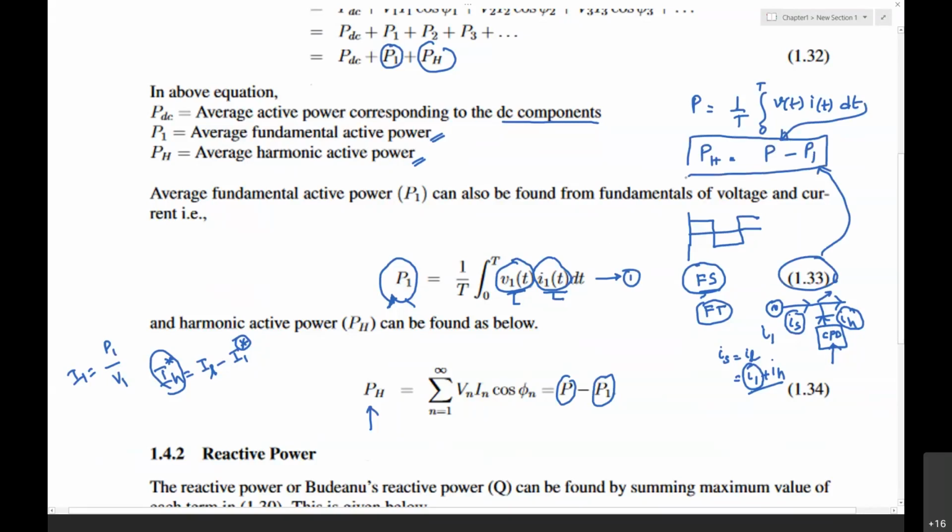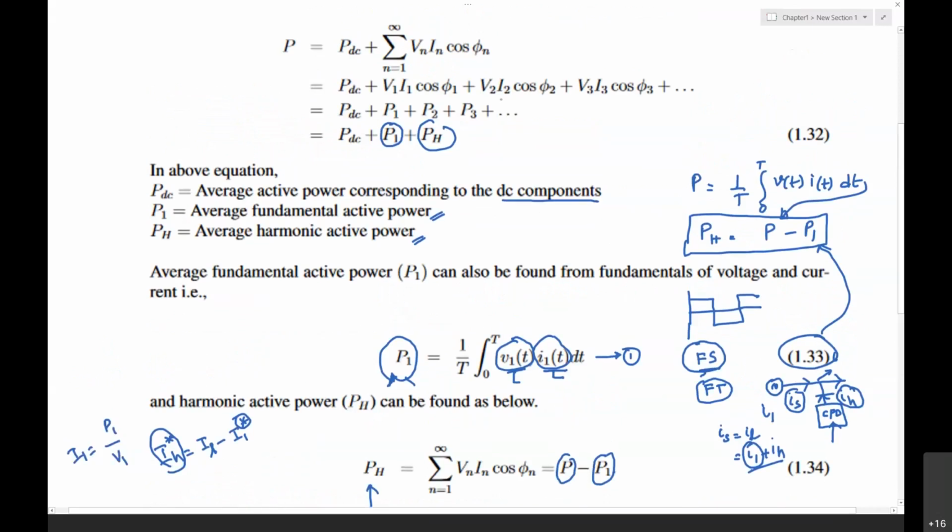Instead of going through V2, I2 and finding cos phi 2, and then the V3 magnitude and I3 magnitude and finding the phase angle difference between the third harmonic voltage and the third harmonic current, which is very difficult, this way we can find the harmonic active power.